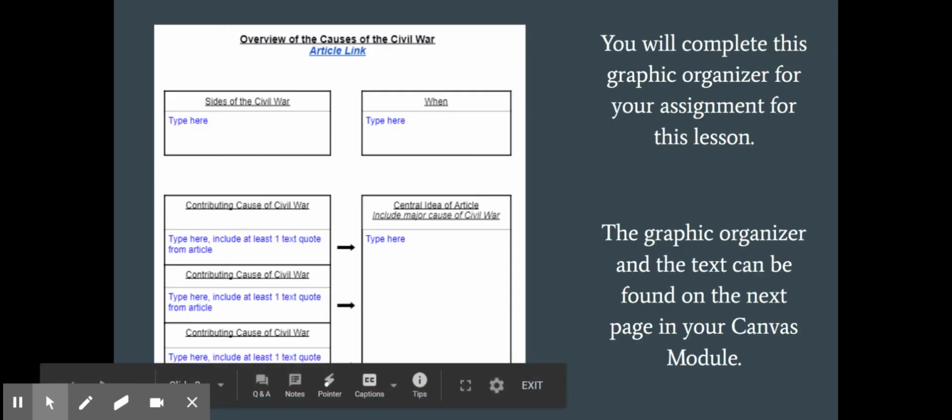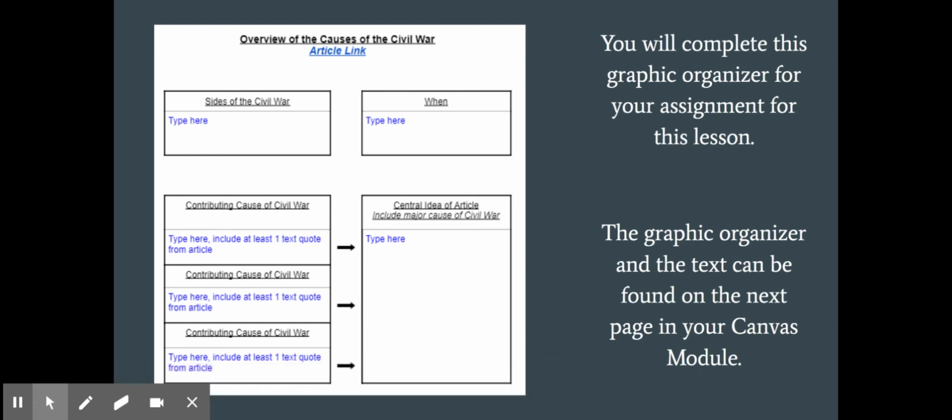All right, so you're going to go ahead and continue building some background knowledge. You're going to complete this graphic organizer for your assignment on this lesson. Note that we've already talked about the first two boxes, and then you're going to be finding 3 causes of the Civil War that are listed in your article, and then synthesizing that to find the central idea of the article. The graphic organizer and the text can be found on the next page of your Canvas module, so go ahead and head on over there.